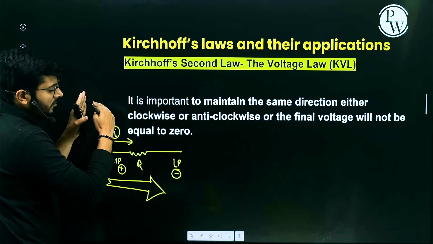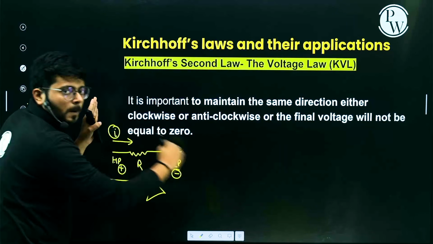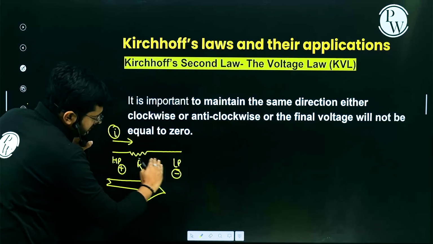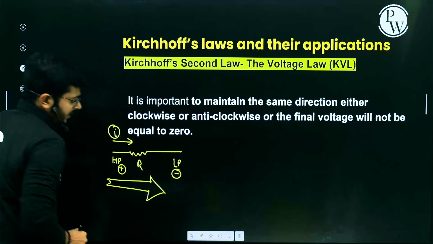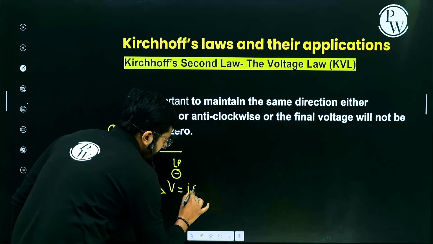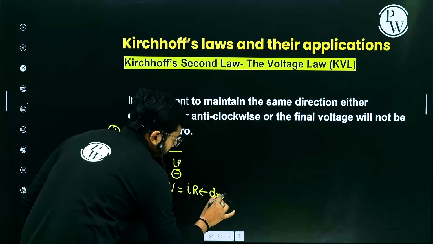So, what will we observe? Potential rise or potential drop? While following the direction of current, we will observe a potential drop because we are moving from higher to lower potential, right? So how much potential drop will you observe? We can say IR, you will observe a potential drop of IR, right?